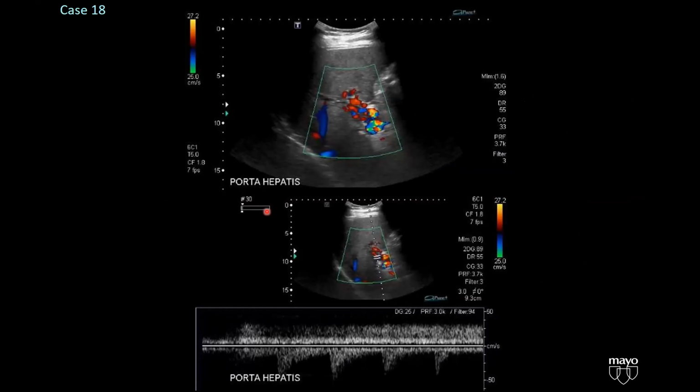Another tricky case. Here we go. Here's the portal vein. It doesn't look like a normal channel. In fact, it's got lots of different dots. And we are able to see that there is some portal venous flow. And so this is a cavernous transformation case. Cavernous transformation of the portal vein.